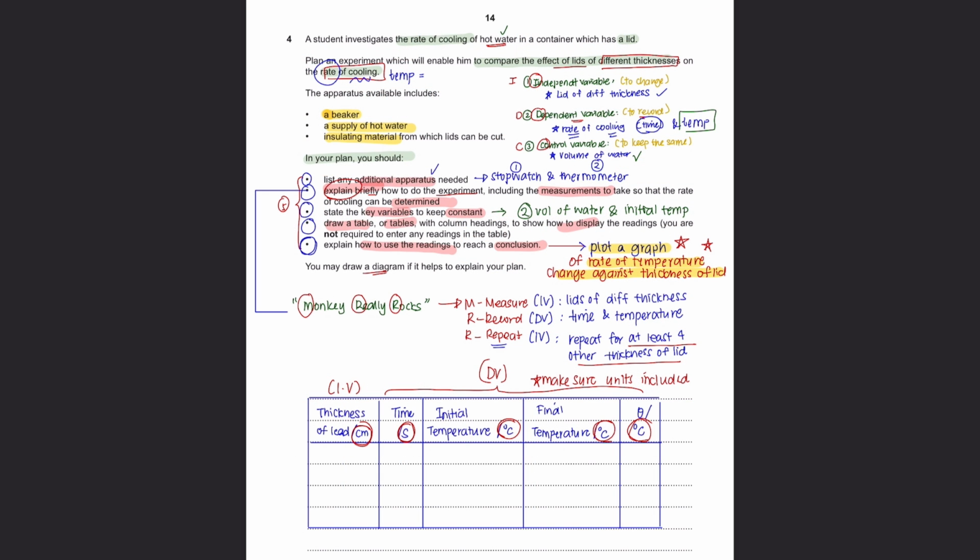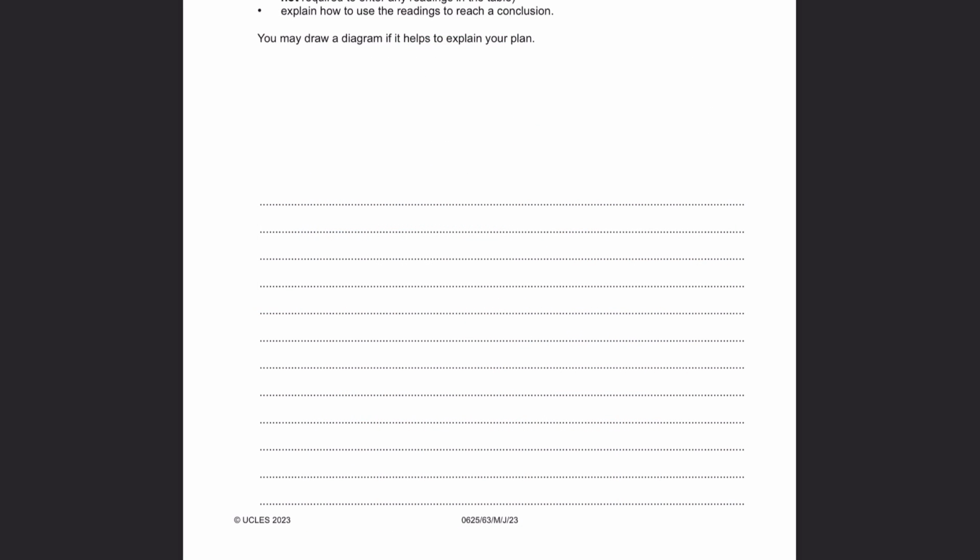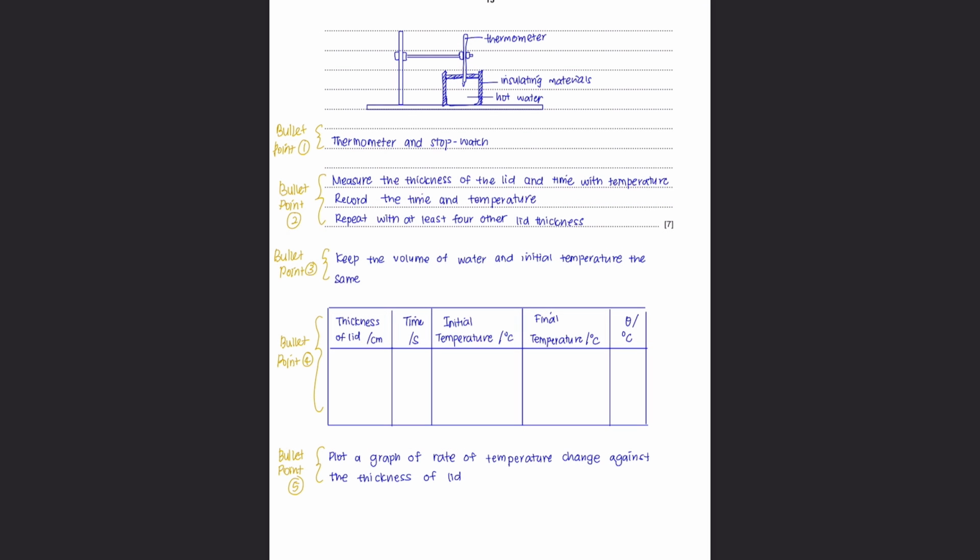Okay, now we can write down all our answers here in the answer space provided. When you write your answer, please make sure that it is in paragraph form and do not write like this. This is just a way of me writing so that you can see how the marks are being given. So for bullet point 1, if you have mentioned at least 2 apparatus, you will get 1 mark here. For explaining the experiment, you have used Monkey Really Rocks, MRR, measure, record, and repeat. You will get 2 marks here.